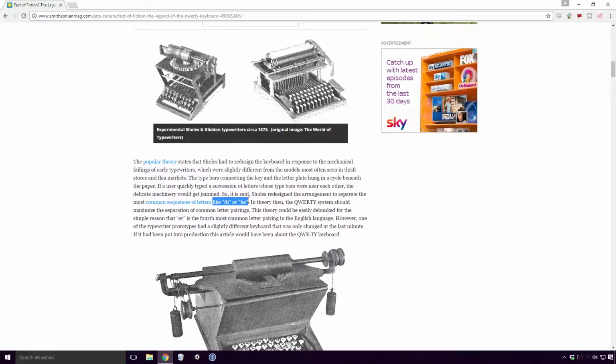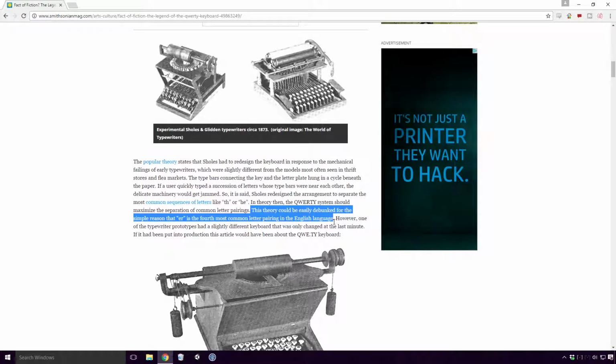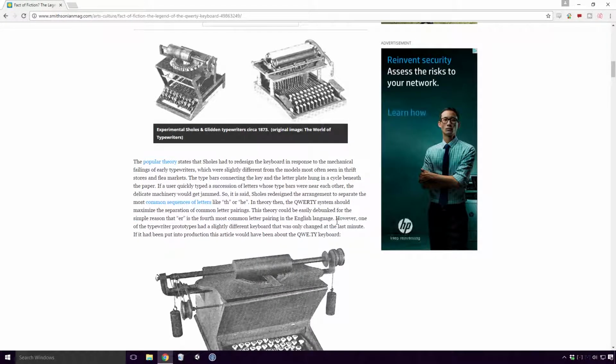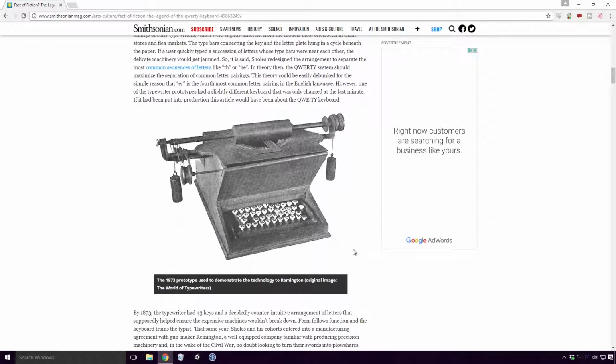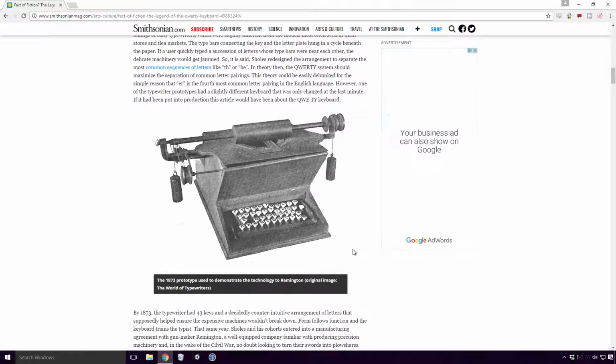But then it counters the argument by saying this theory could easily be debunked for the simple reason that ER is the fourth most common letter pairing in the English language. A simple look down, Ace, will show you that E and R are side by side on the QWERTY keyboard. Unless, of course, you're viewing this on a mobile device. You know what, Ace? It's spelt QWERTY. There you go. Anyway, the article continues and suggests an early prototype did separate the E and R and was called QWE.TY.